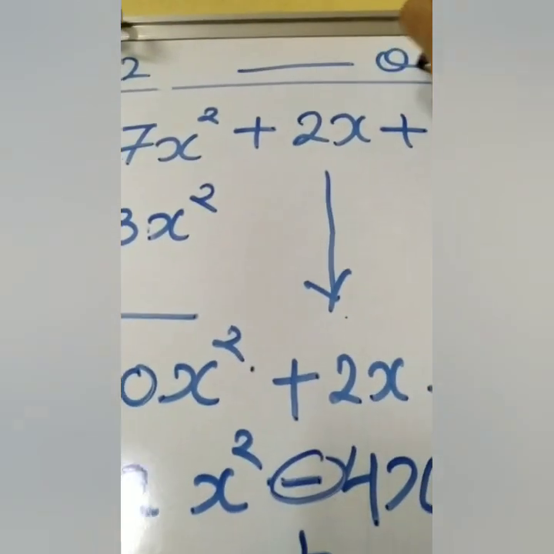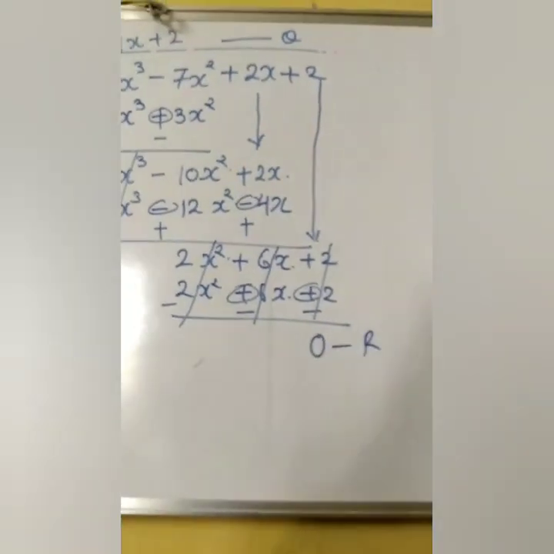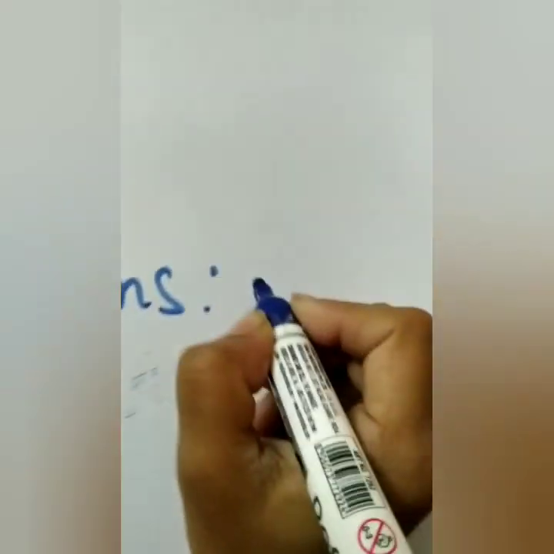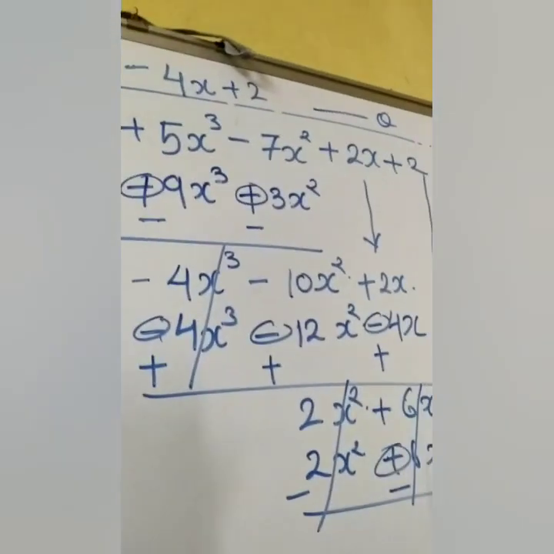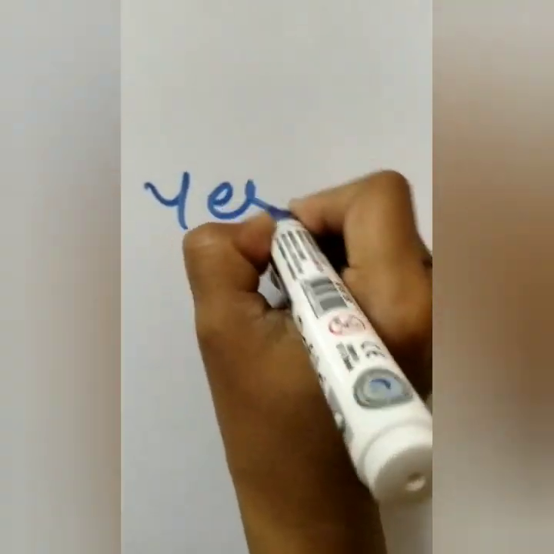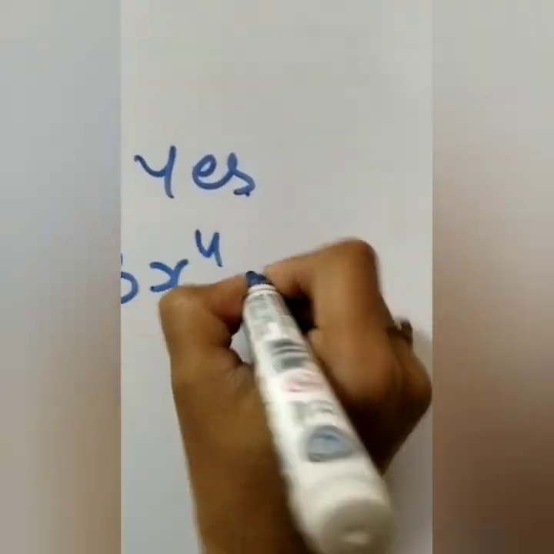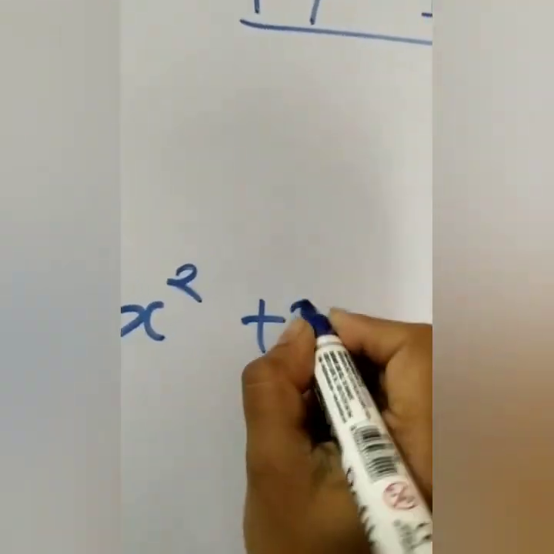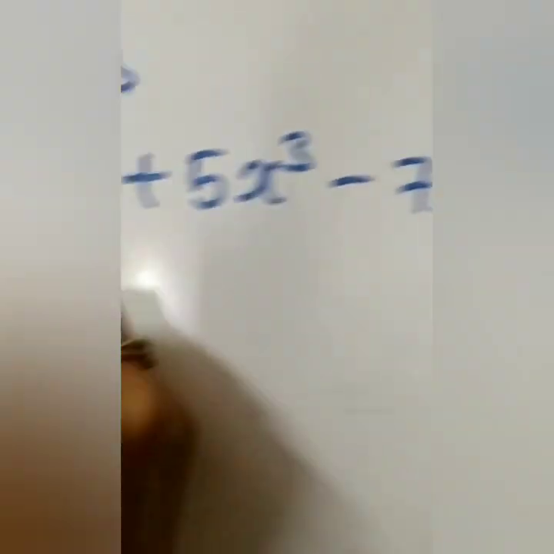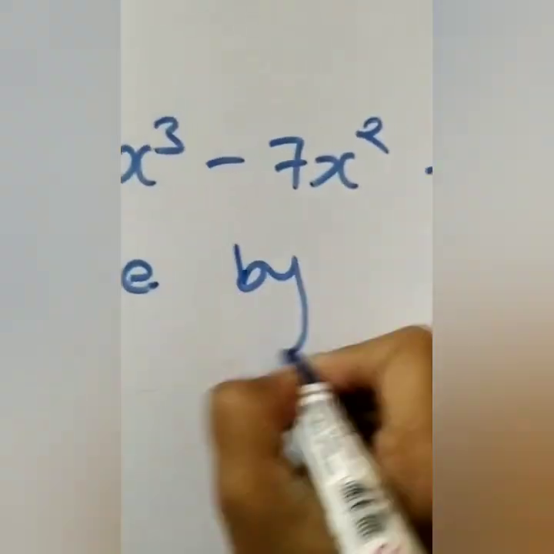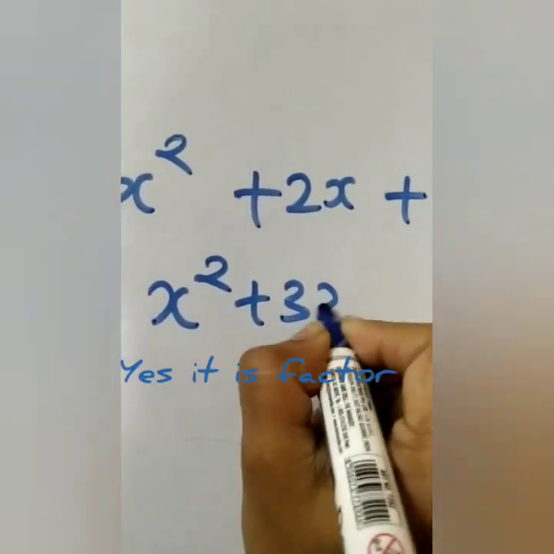So what they ask, they do not ask us to find the quotient and remainder. They ask us to find whether our p of x is divisible by q of x. So we will write yes, 3x raised to 4 plus 5x cube minus 7x square plus 2x plus 2 is divisible by x square plus 3x plus 1.